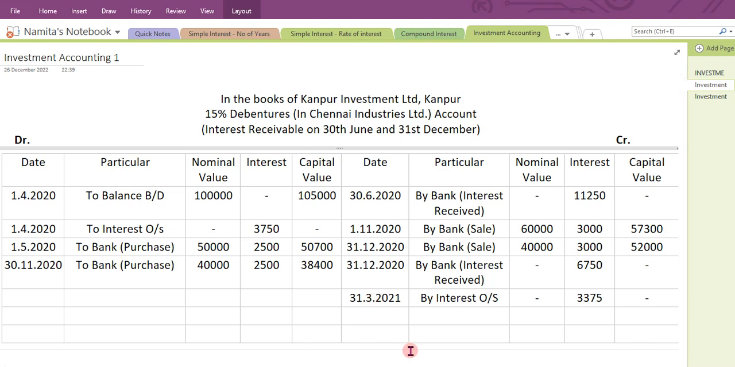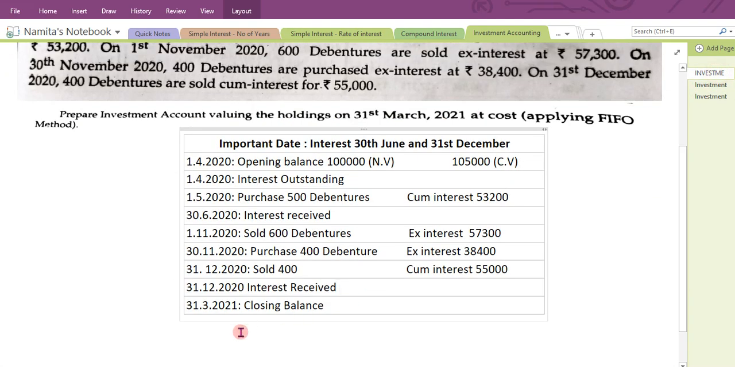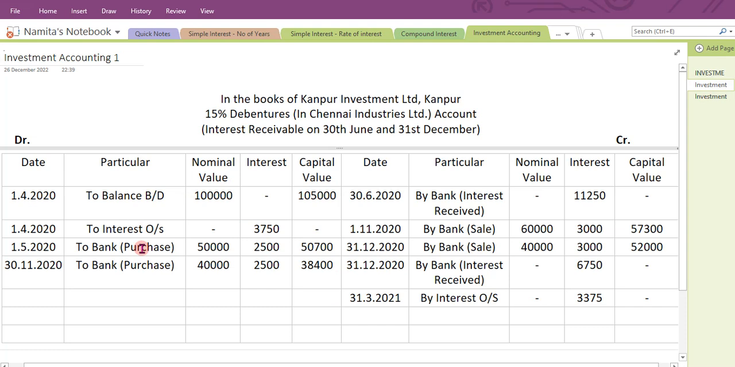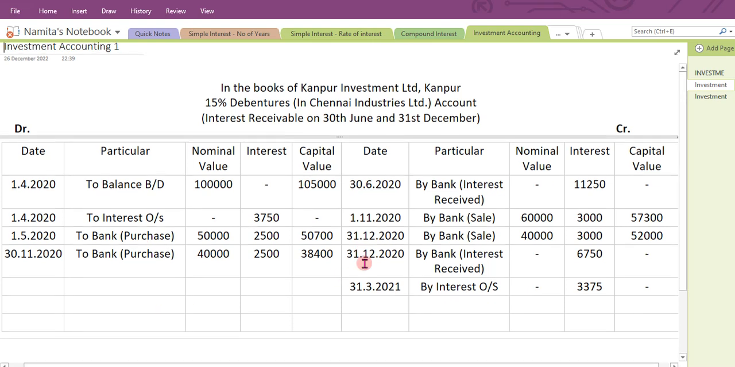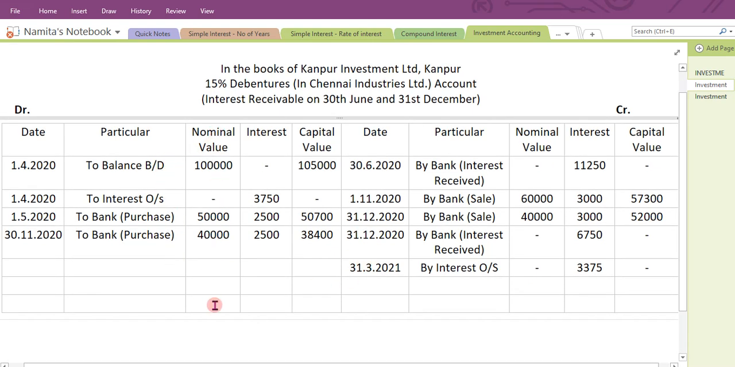Now here we have passed all the entries. Now we have to close the investment account. First we will close the nominal value. Now see, total is how much? 1 lakh plus 50,000 plus 40,000, total 1,90,000. Now how much is the difference? 90,000 is the difference.